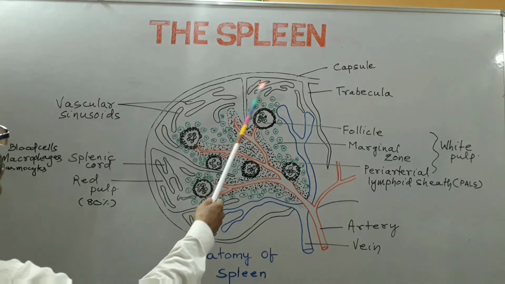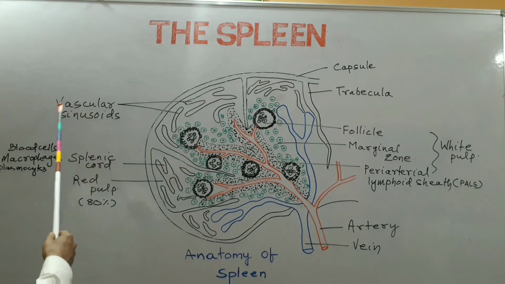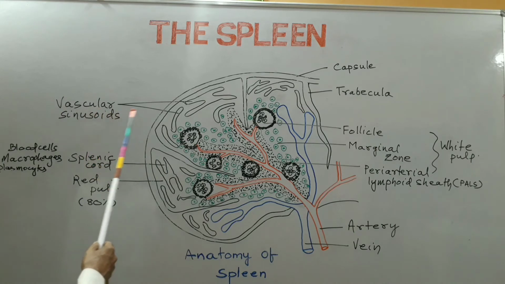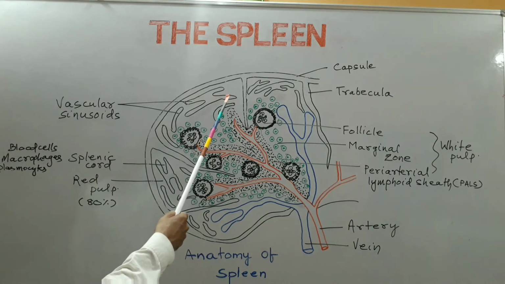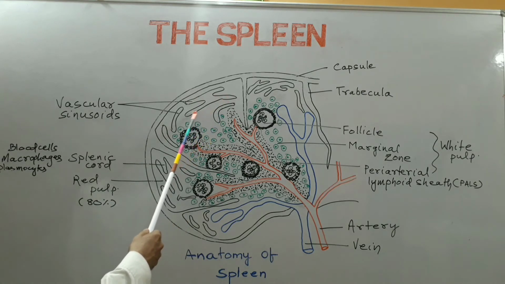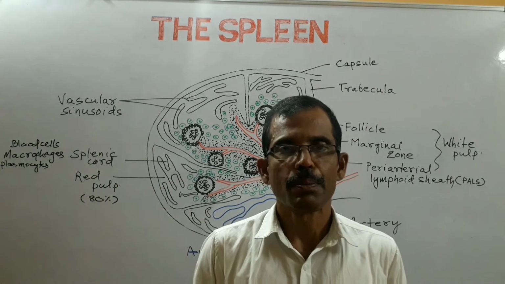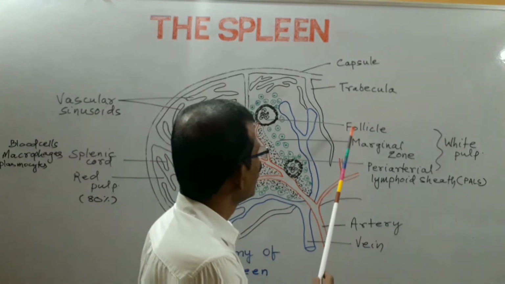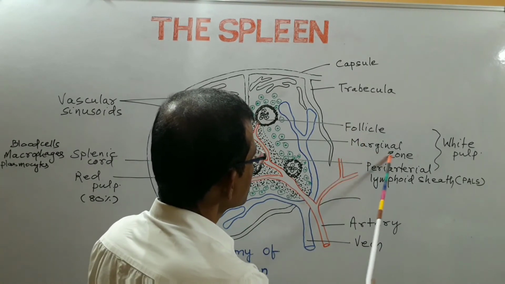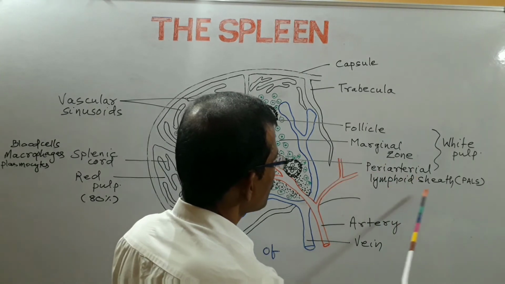These are the vascular sinusoids. The blood flows slowly through the vascular sinusoids where it becomes exposed to macrophages from the splenic cords. So the red pulp acts as a filter for removing toxins from the blood before it enters the systemic circulation. White pulp. The white pulp of the spleen consists of lymphoid follicles, marginal zone and periarterial lymphoid sheath.